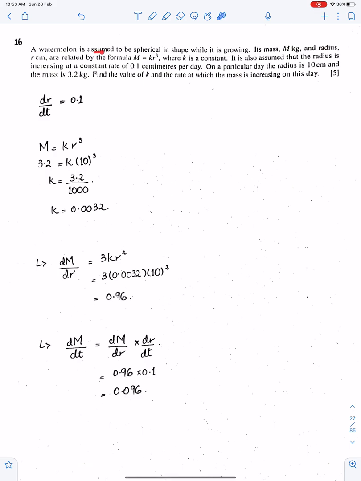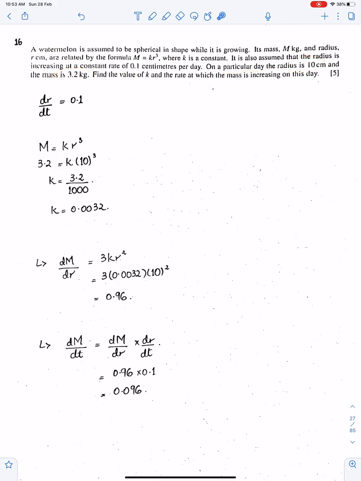A watermelon is assumed to be spherical in shape while it is growing. Its mass m kg and radius r are related by the formula. It is also assumed that the radius is increasing at a constant rate. So dr upon dt is positive because it says increasing. Increasing means positive. What if they said decreasing? Then a negative sign should be here. On a particular day, radius is 10 and mass is this. Find k and find the rate at which mass is increasing.